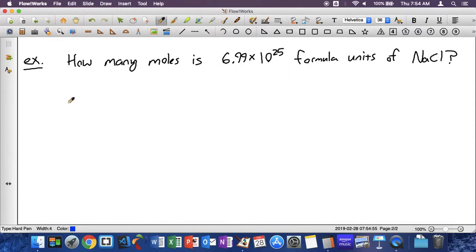The trick here is just to start by writing down what's given to you in the problem, 6.99 times 10 to the 25th. Don't let that word formula unit scare you. That's just the word for very small particles of an ionic compound, like sodium chloride. And then what we're going to use is called a conversion factor. It's like a big fraction. I'll leave that empty for now. And in the end, I want to get to moles, because that's what the problem is asking for.